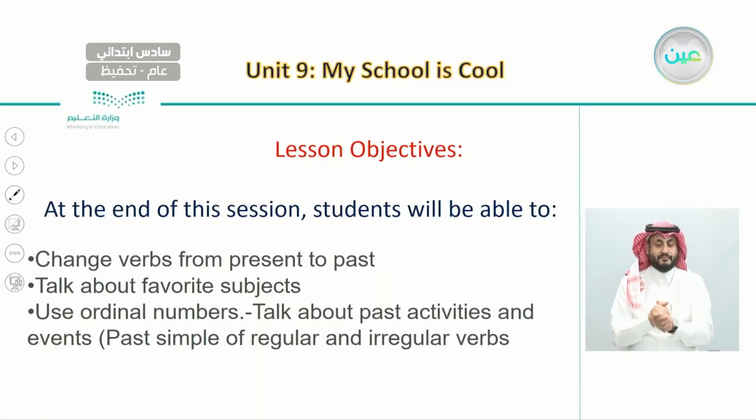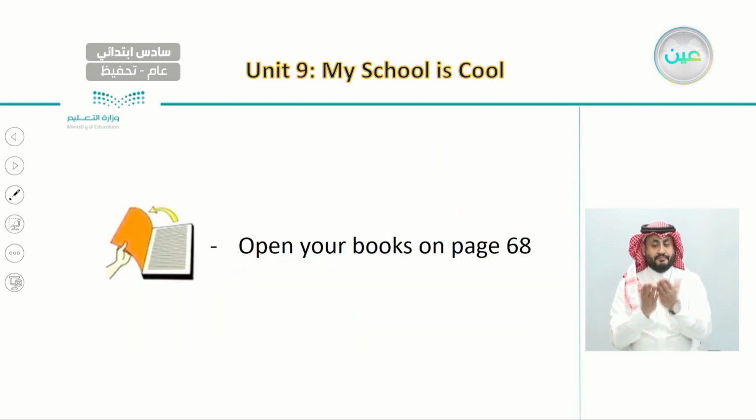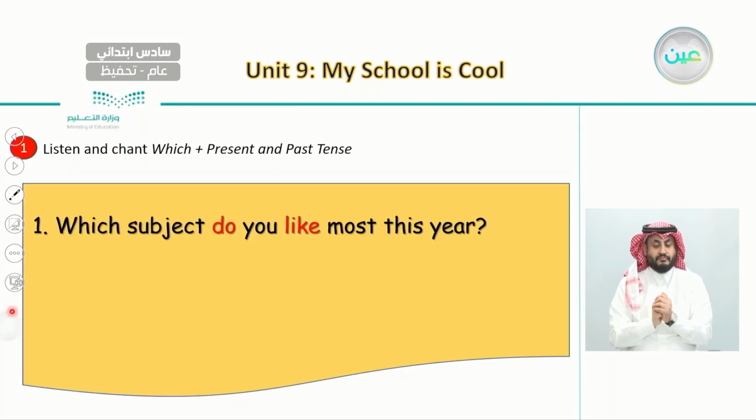Now, as for our objectives in today's lesson, we hope that at the end of this lesson, you will be able to change verbs from present to past, and also talk about your favorite subject and the school subjects you're studying, and also use ordinal numbers to talk about past activities and events with regular and irregular verbs. So let's start our lesson for today. Here I would like you to open your books on page 68.